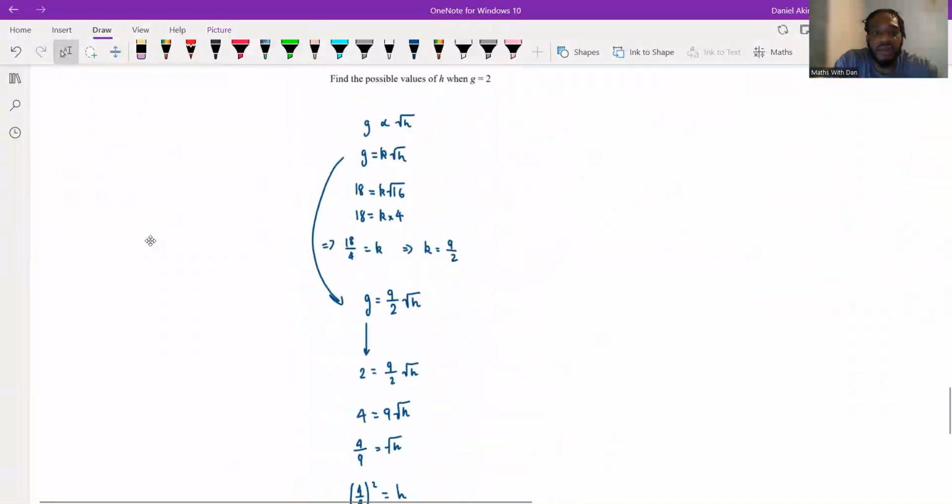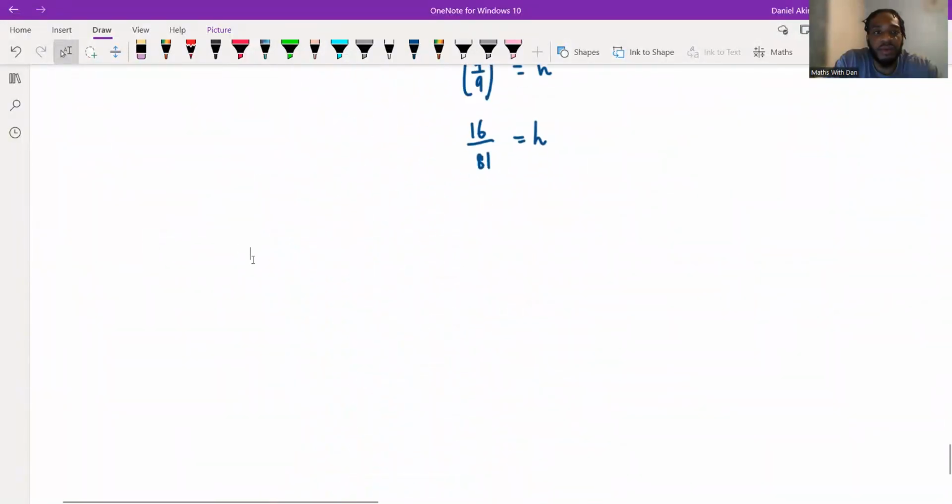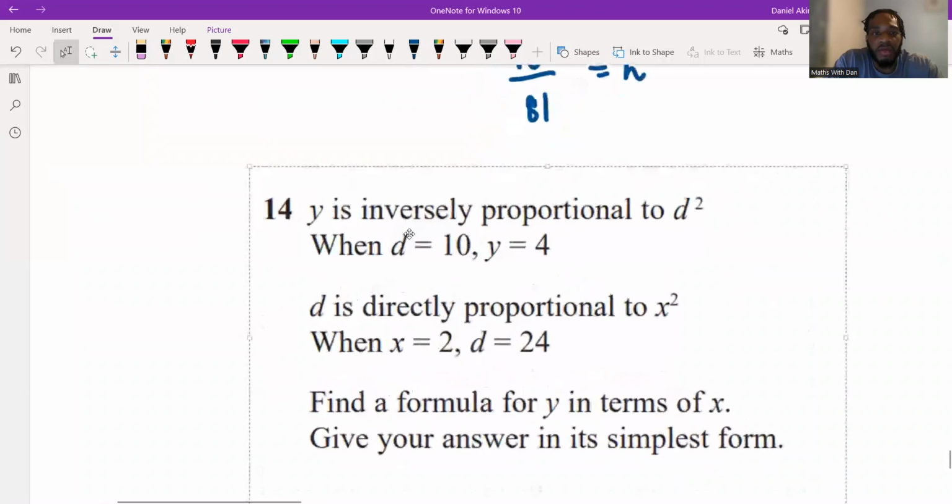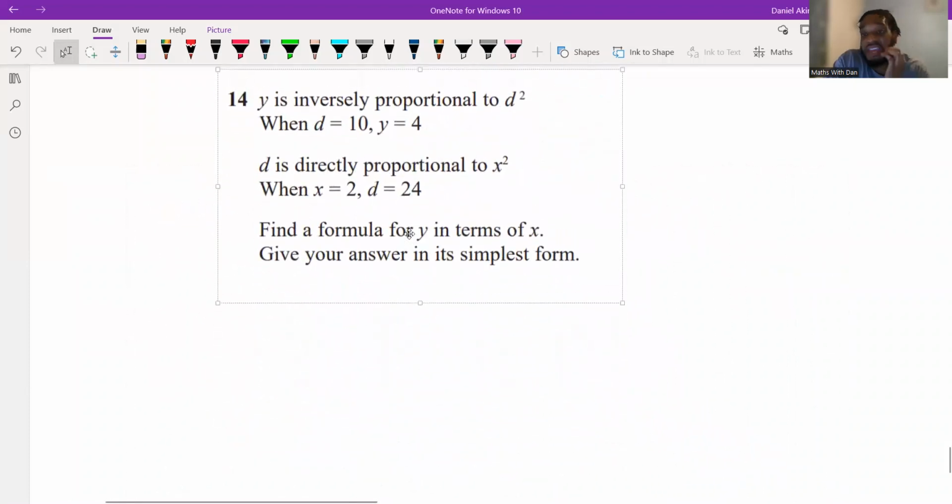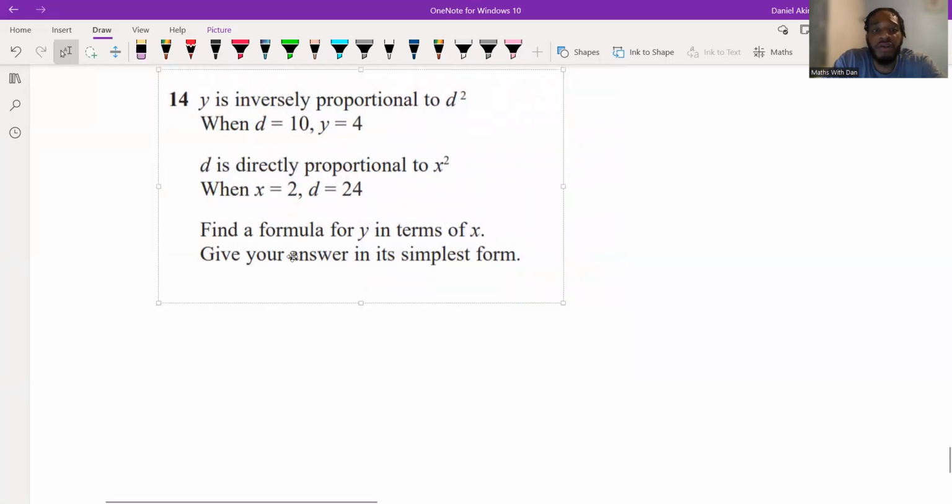This was a 5 marker, by the way, in a paper, but we'll start with it. So what does it say? It says y is inversely proportional to d squared. When d is equal to 10, y is equal to 4. d is directly proportional to x squared. When x equals 2, d equals 24. Find a formula for y in terms of x. Give your answer in its simplest form.